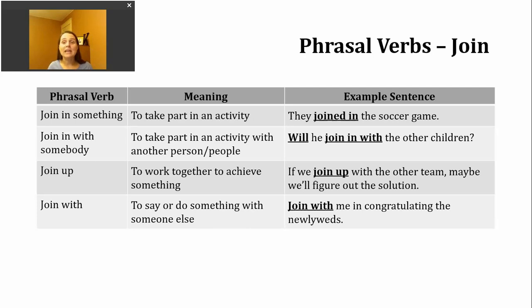So let's look at an example sentence. Will he join in with the other children? So perhaps for this sentence, maybe it's one parent talking to another. There's already a group of children playing together, and the first parent is asking the second, will your son join in with the other children?